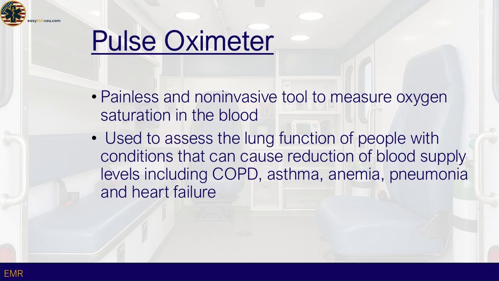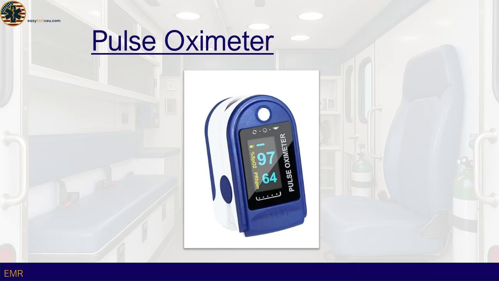Pulse oximeters are an essential tool in EMS, providing real-time monitoring of a patient's oxygen saturation, SpO2, and pulse rate. These small, non-invasive devices clip onto a patient's finger, toe, or earlobe and use light absorption to measure the percentage of hemoglobin carrying oxygen in the blood. For EMTs and paramedics, pulse oximetry is a critical assessment tool for identifying hypoxia, monitoring respiratory conditions, and guiding oxygen therapy.